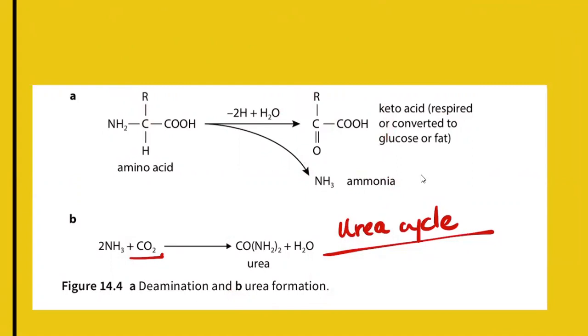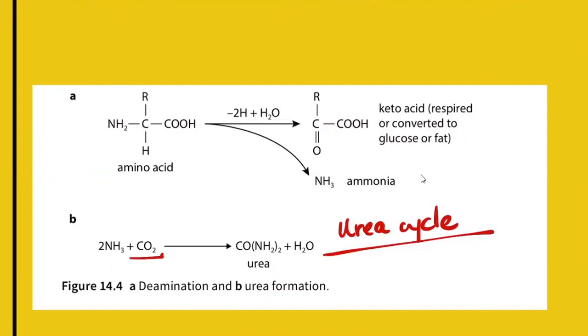Right. So when the amino acids go to the liver, the liver removes the nitrogen and H2, and turns it into ammonia. Ammonia is mixed with carbon dioxide, and urea is formed, right? Exactly, so urea is formed.